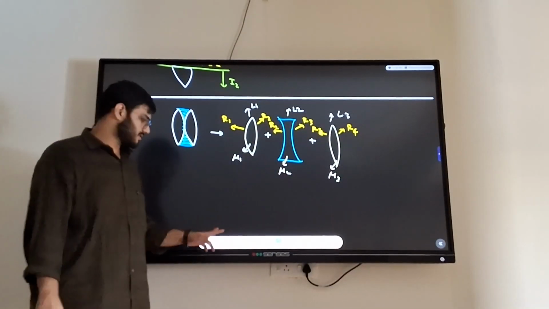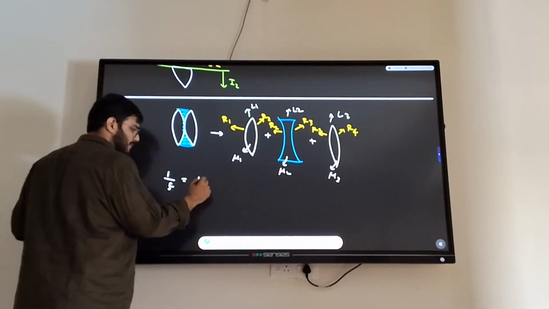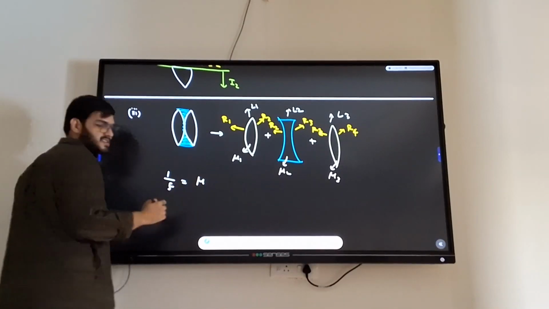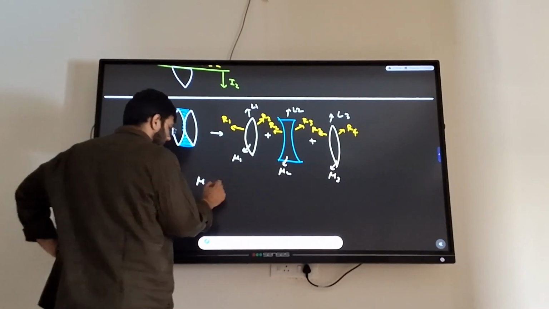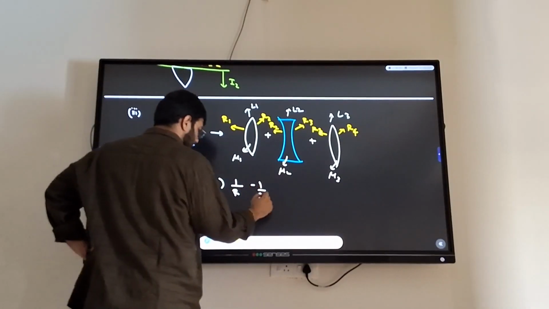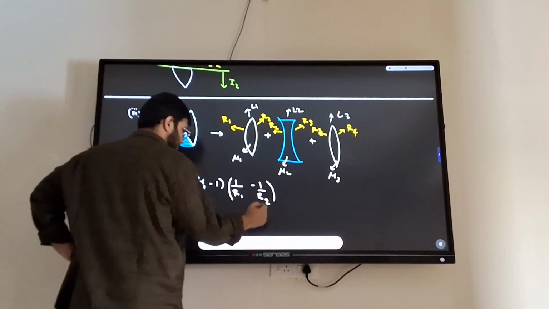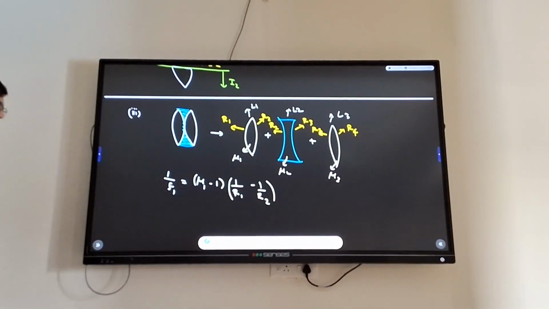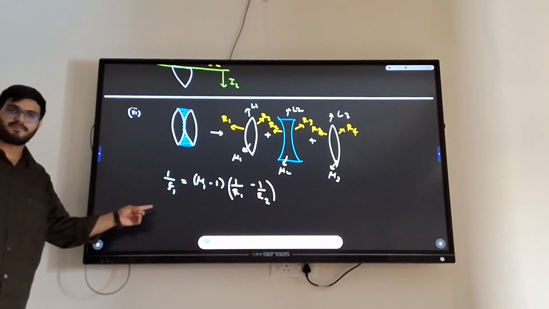I just wrote it. 1 by f equals mu2 by mu1 I used to write. But let's consider the outside material medium to be air. Then what will I write? Mu minus 1, 1 by R1 minus 1 by R2. For f1 this will be 1, 1, 2. Here I write it correctly, please check. This is for lens 1, the focal length.